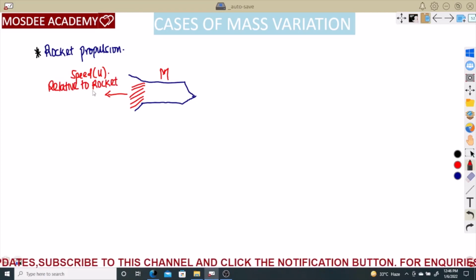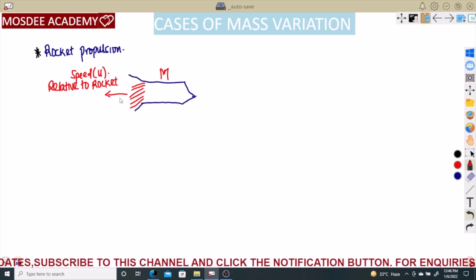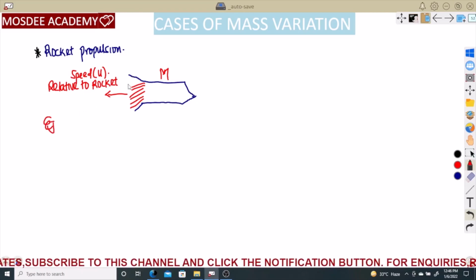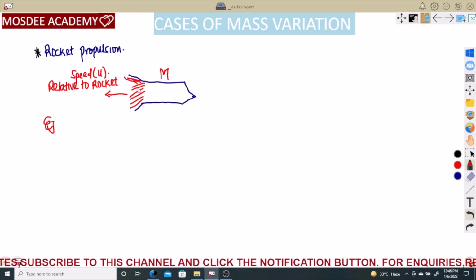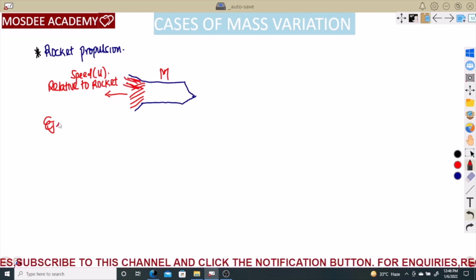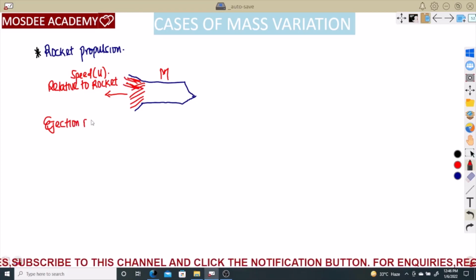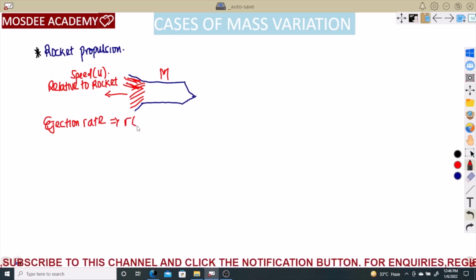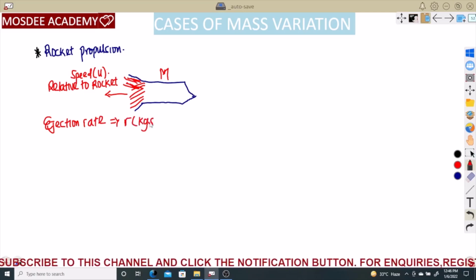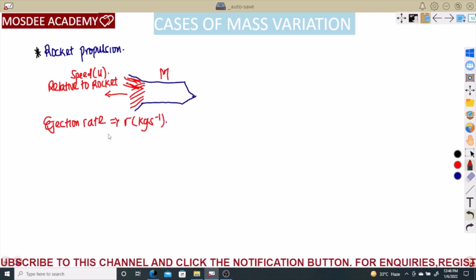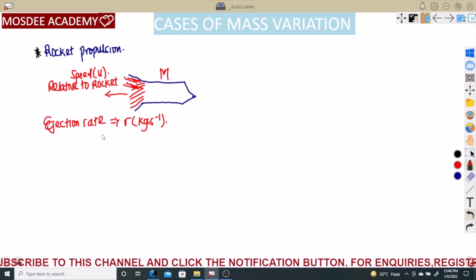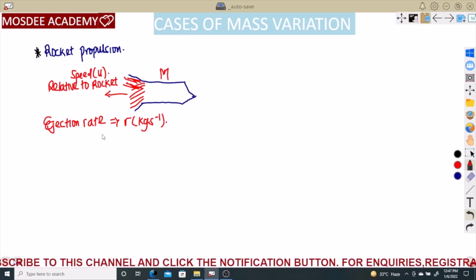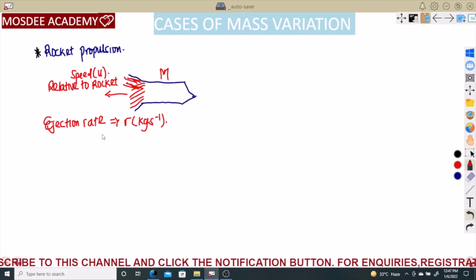Now, because of that, as this is being fired, there's what we call an ejection rate. That is the rate at which this thing is ejecting, which is denoted as R, measured in kilogram per second. Let's keep that at the back of your mind. Ejection rate is the rate at which the rocket is ejecting mass per second. It's denoted by R and it is measured in kilogram per second. So please keep that at the back of your mind.